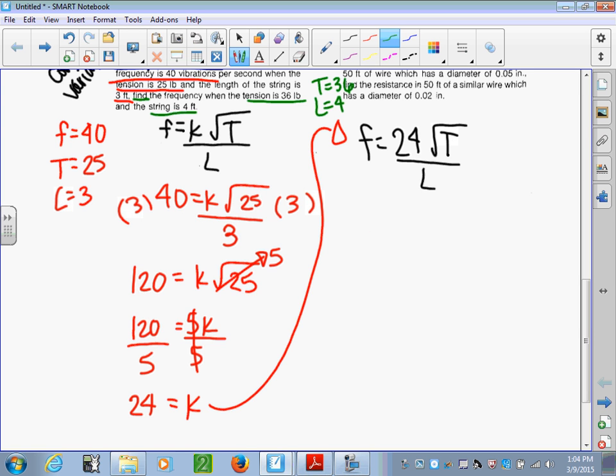F is what we're trying to find, so I'm just going to write down F equals 24, square root of our T, which was 36, over L, which is 4. So square root of 36 times 24 divided by 4. If you type this all in your calculator, you'll get F equals 36 vibrations per second.